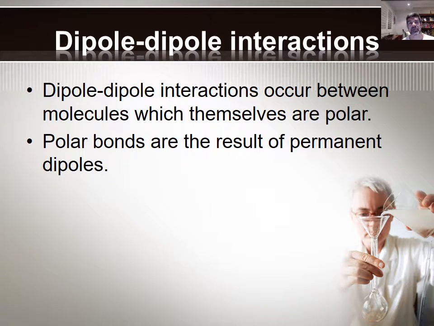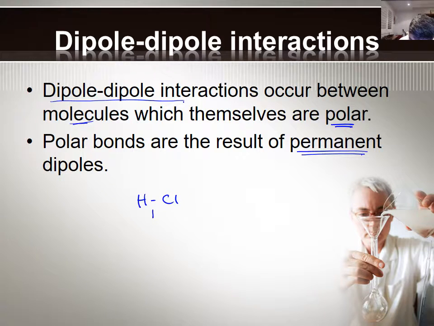Now, hydrogen bonding was something that we looked at when we were looking at the polarity of water molecules. So let's look at the more general case of a dipole-dipole interaction. Dipole-dipole interactions have to occur between molecules in which the bonds themselves are polar. Polarity is the result of permanent dipoles. So something like hydrogen chloride forms a dipole.